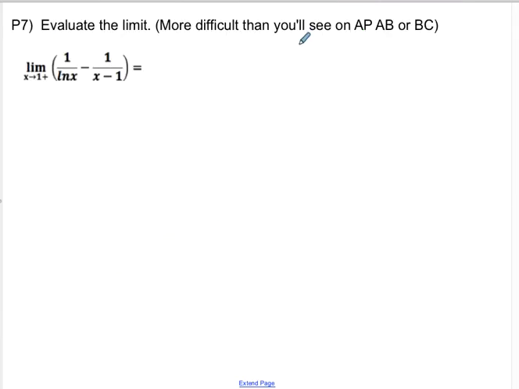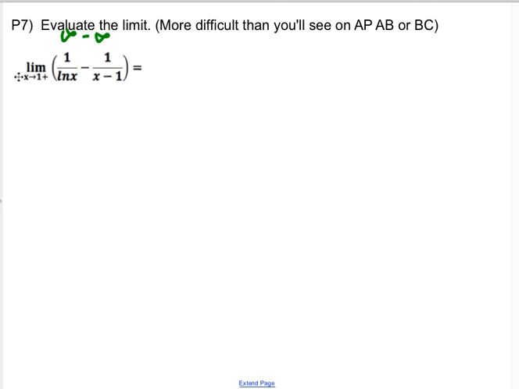Okay. So the last one is going to be an infinity minus an infinity, because essentially this is a 1 over 0 minus a 1 over 0, which is an infinity. So this is infinity minus infinity. So this is definitely more difficult than you're going to see on an AP, AB, or BC, but we're going to go ahead and walk through this.